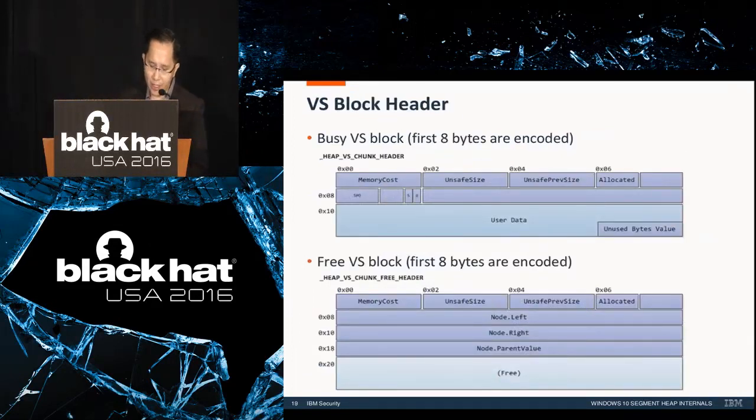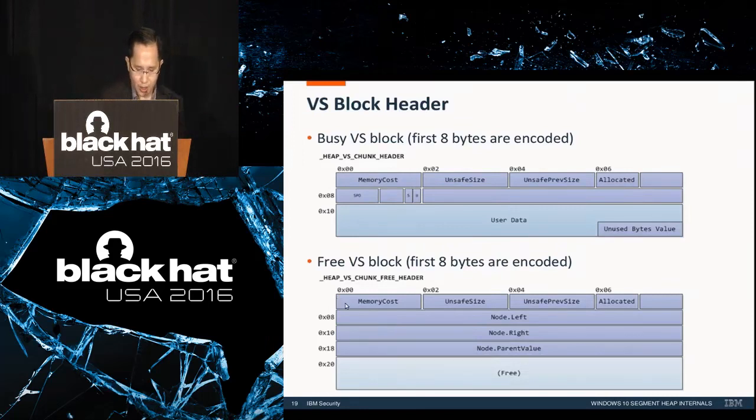So of all the different components of the segment heap, only the VS blocks have a header at the beginning of each block. Busy blocks have a 16-byte header here. And the first 8 bytes are encoded. I'll discuss the encoding in the security mechanisms part of the talk. So the first 8 bytes of this busy block header is also found in the header of a free VS block.